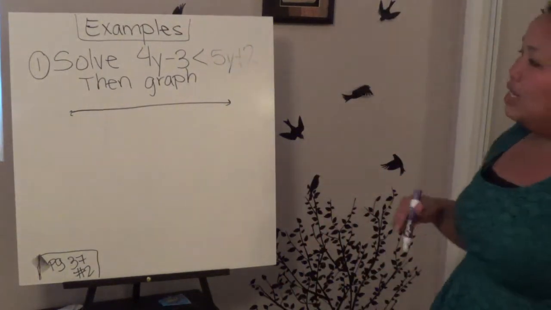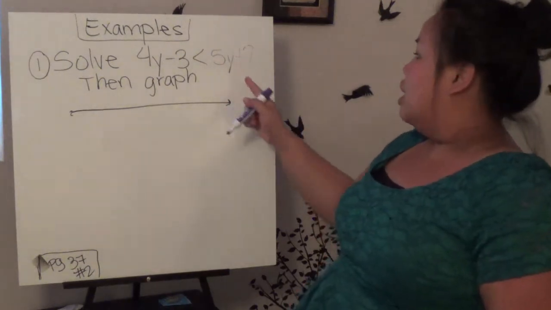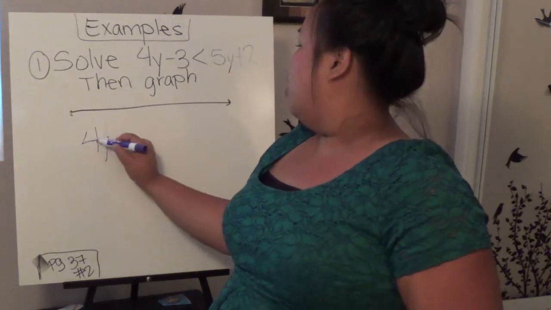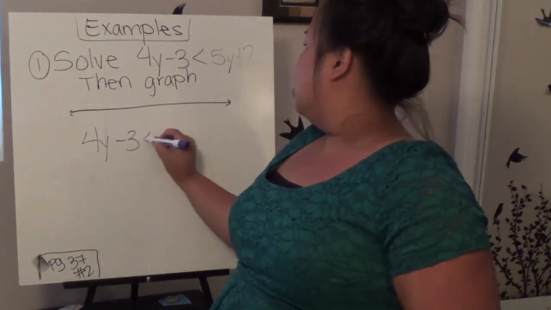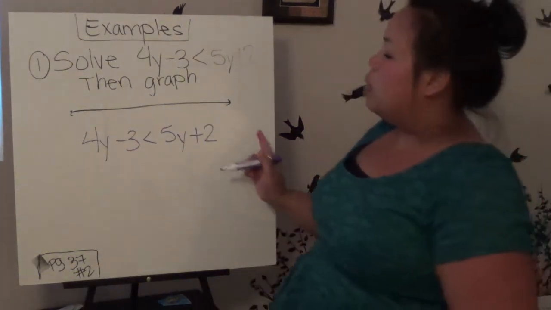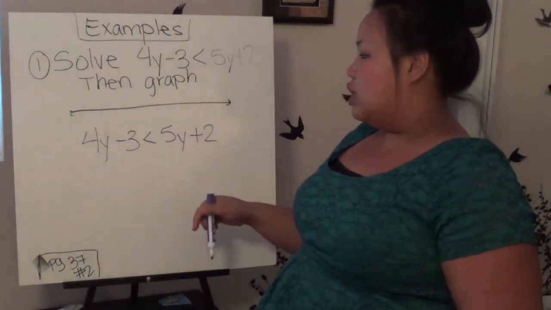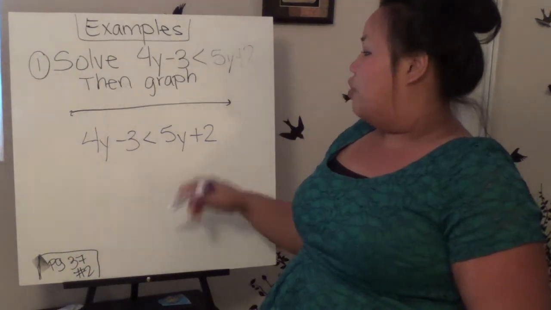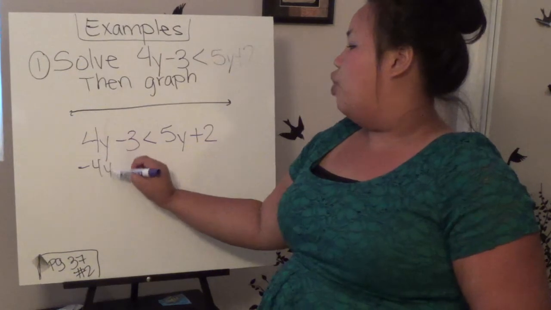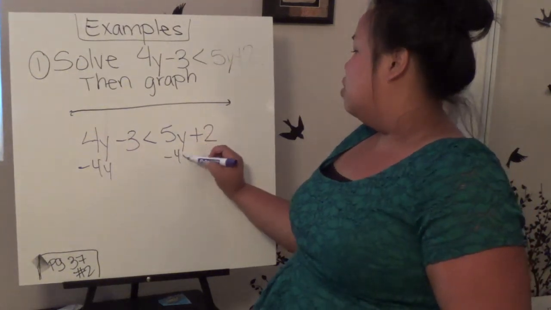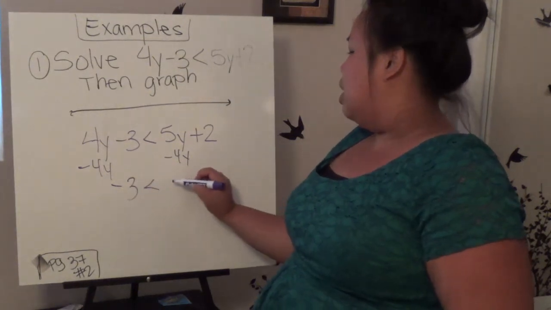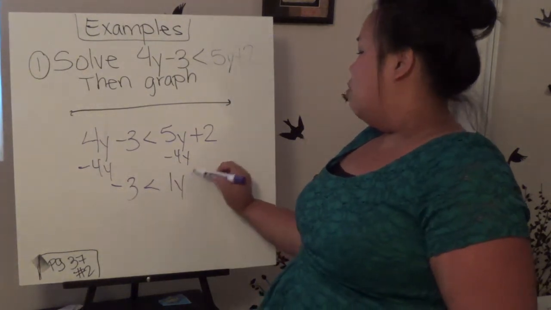My first problem is asking to solve 4y minus 3 is less than 5y plus 2. Then it asks me to solve. So first I'm going to solve it. I'm going to treat it just like an equal sign. So the first step is to isolate my y. So let's subtract 4y from both sides. I end up with negative 3 is less than 1y plus 2.